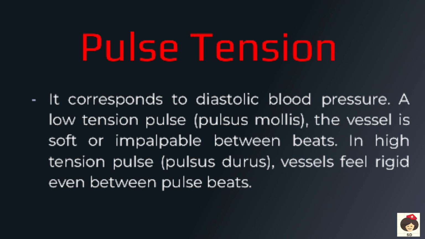And next is pulse tension. Pulse tension corresponds to the diastolic blood pressure. Low tension is called pulsus mollis, which means the blood vessel is soft and impalpable between the beats.